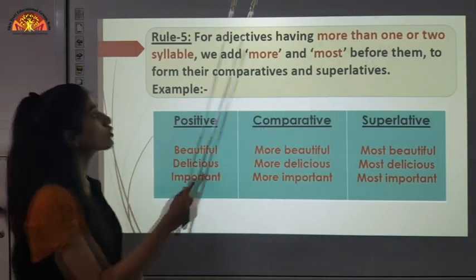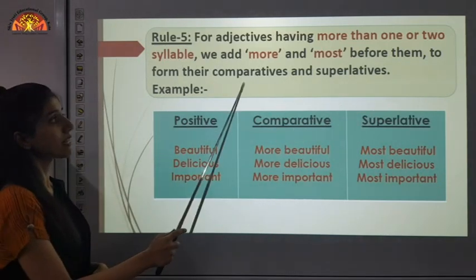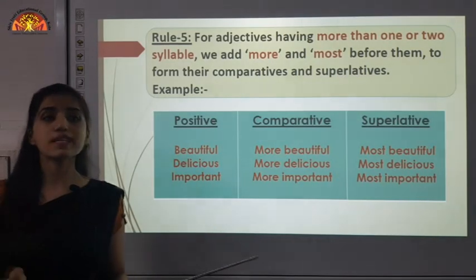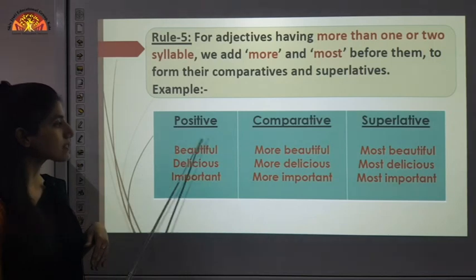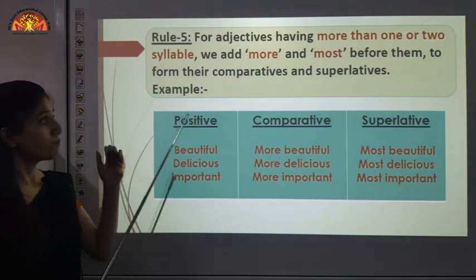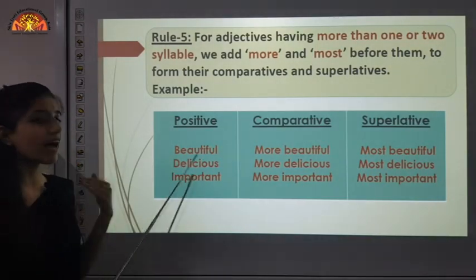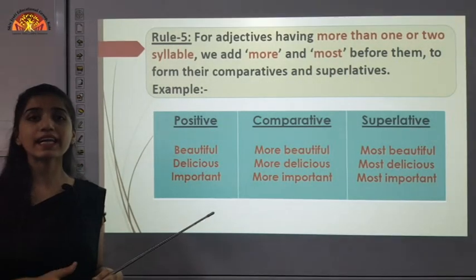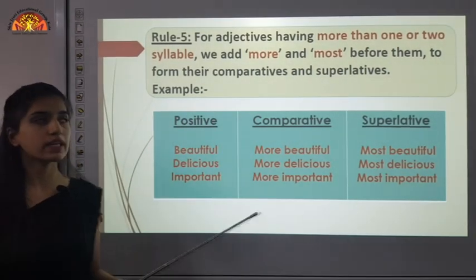Rule number 5, for adjectives having more than one or two syllables, we add more and most before them to form their comparatives and superlatives. So for the adjectives that have more than one or two syllables, I told you what a syllable is. In this word, as you can see, there is more than one vowel in it. So that is a word of more than one or two syllables, because it has more than one vowel in it. So for these kinds of adjectives, we will be adding more and most before the word to form their comparatives and superlatives.